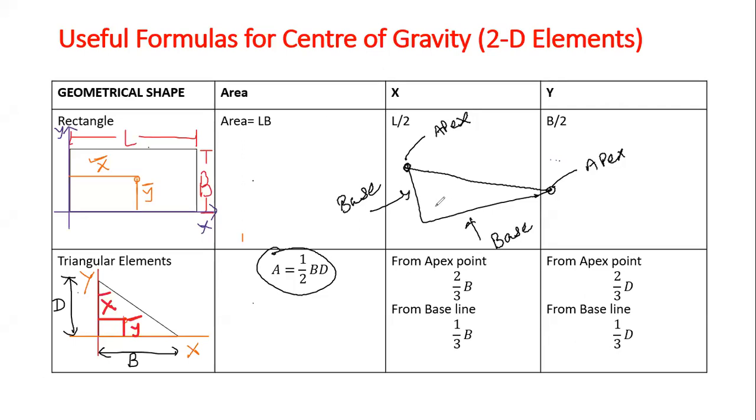Suppose depending on your reference axis, your distance will be changed. सपोज आई एम कैलकुलेटिंग डिस्टेंस इन एक्स डायरेक्शन, मैं पहले डिस्टेंस एक्स डायरेक्शन में कैलकुलेट कर रहा हूँ. सपोज आपका डिस्टेंस बेस से है, तो ये डिस्टेंस होगा, सपोज ये है आपका बी और ये है आपका डी, तो ये होगा बेस से 1/3 इंटू बी. ठीक है, और एपेक्स से कितना होगा 2/3 इंटू बी. इज इट क्लियर? ऐसा हमने सपोर्ट रिएक्शन में ऑलरेडी डिस्कस किया हुआ है. ठीक है ना?